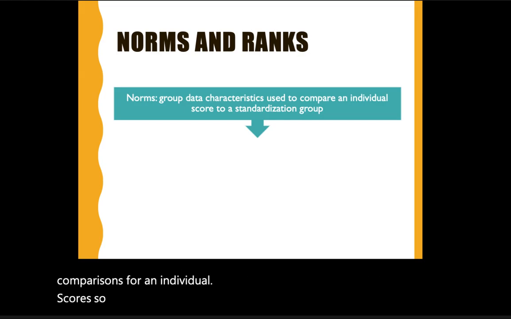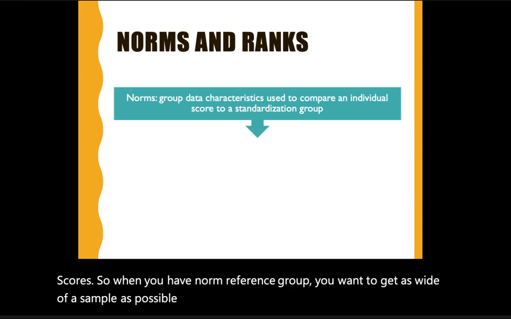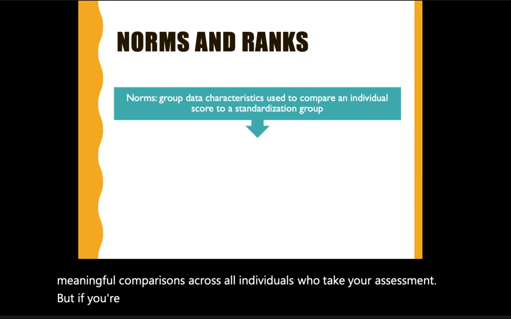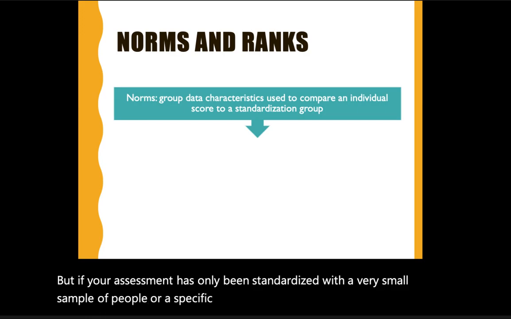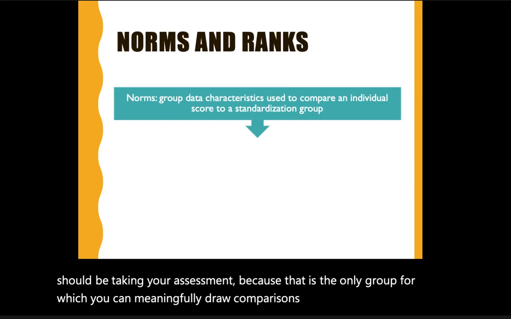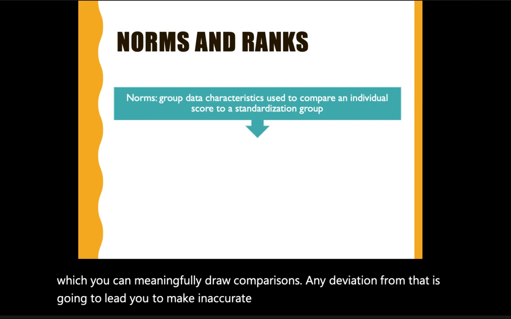So when you have a norm reference group, you want to get as wide of a sample as possible that you are intended to measure so that you can draw meaningful comparisons across all individuals who take your assessment. But if your assessment has only been standardized with a very small sample of people or a specific type of person, only that type of person should be taking your assessment because that is the only group for which you can meaningfully draw comparisons. Any deviation from that is going to lead you to make inaccurate comparisons.